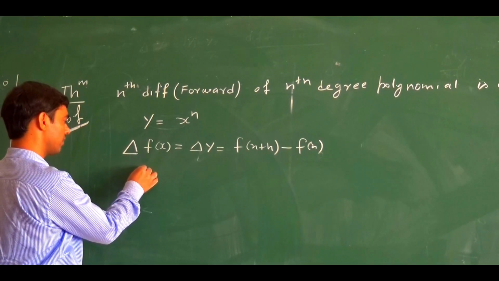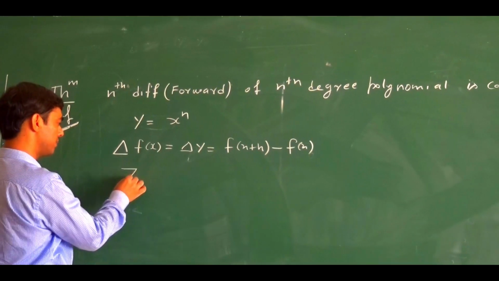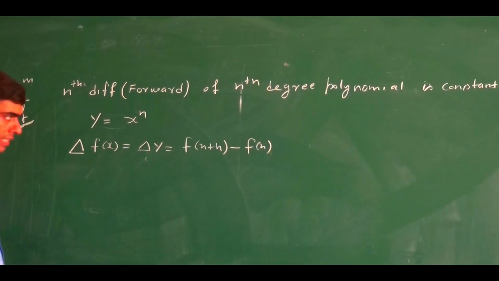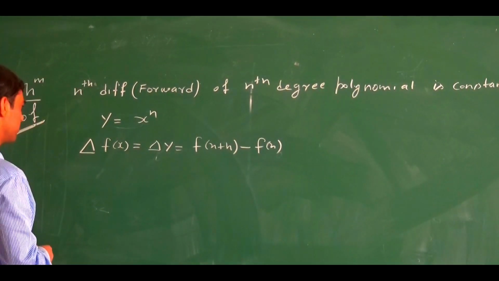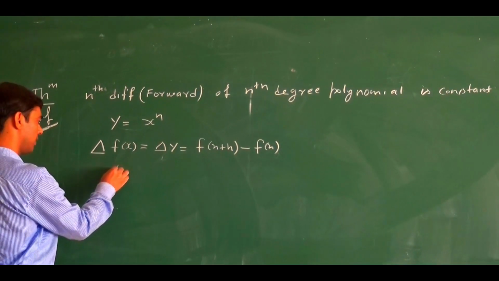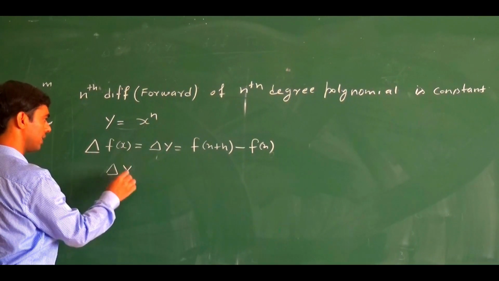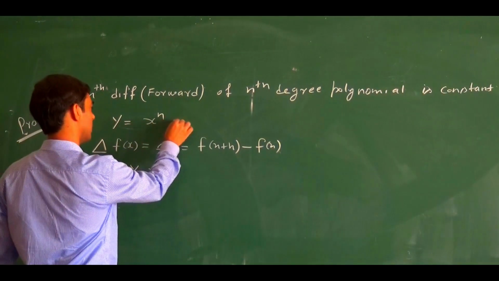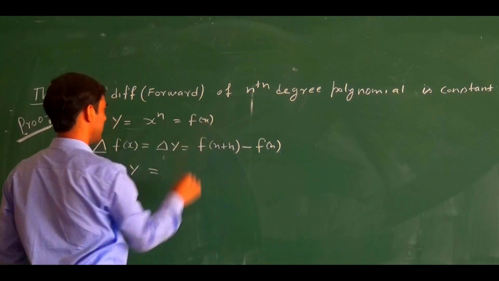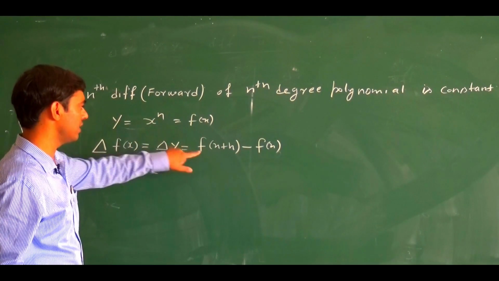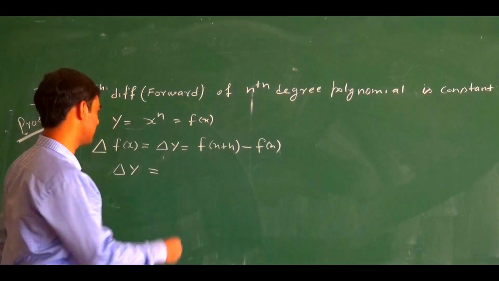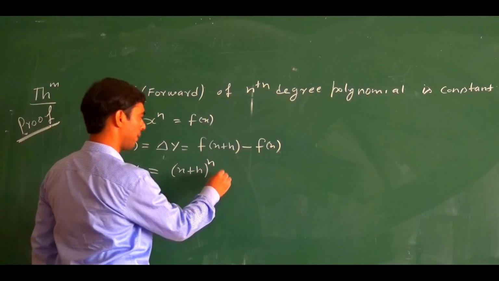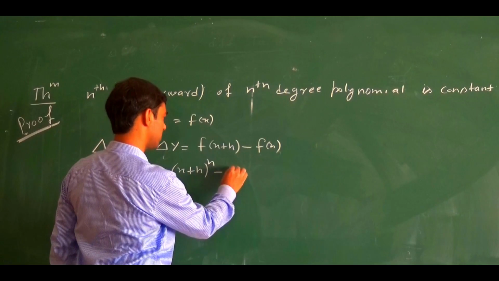Now what is the value of del y? Del y means not backward, this one is forward. So del y equals what? Here y equals f of x. If f of x is x to the power n, then what is the value of f of x plus h? This becomes (x plus h) to the power n minus f of x, which is x.